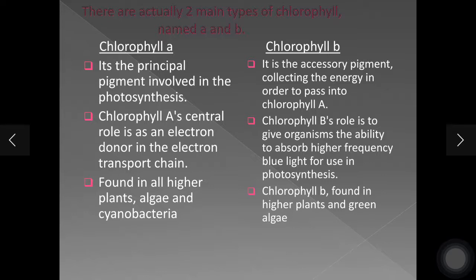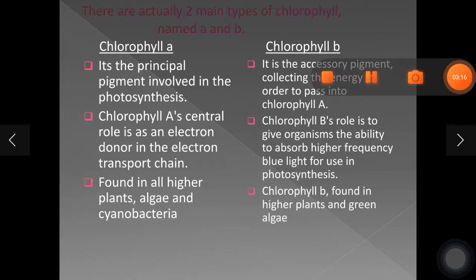Chlorophyll A is the primary pigment that absorbs the light radiation coming from the sun, while chlorophyll B acts as an accessory pigment with chlorophyll A to collect or transfer the energy to the other pigments. Chlorophyll A plays a role as an electron donor in the electron transport chain. Electron transport chains will be discussed in further lectures. Chlorophyll B's role is different from chlorophyll A. It absorbs the high energy of the blue light, and this energy is used in the photosynthesis process.